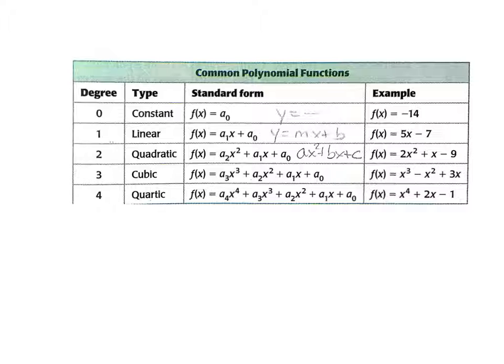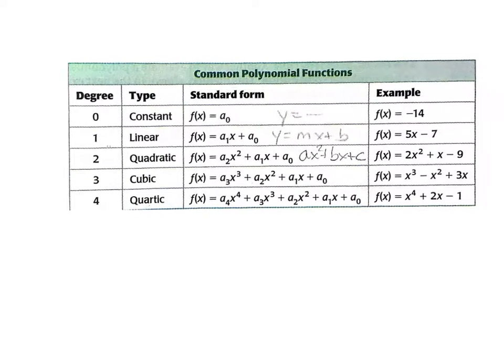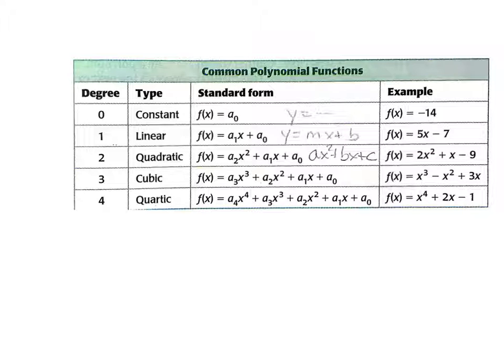These are the 4 or 5 biggest types, but obviously there's more than this. First kind is when you have degree 0, which means there's no x in your equation. It's just like y equals some number like 3, like this right here. f of x is negative 14. We call that a constant because it equals the same thing all the time. That's very constant.